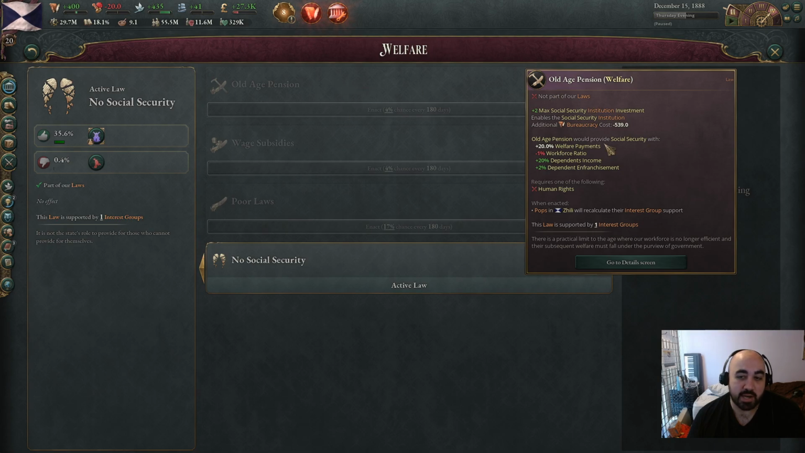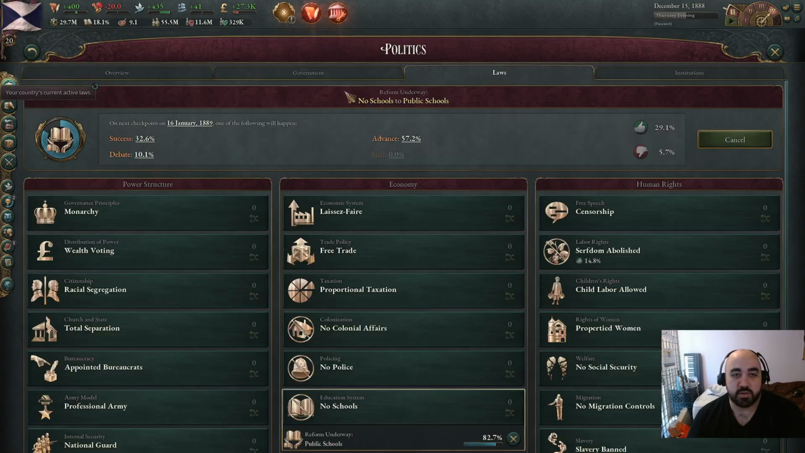Old age pension, the actual effects of it, I think, are the best, and it will give dependent enfranchisement, which means that dependents seem to be primarily rural folk and trade unions, so it will juice these. It will also give minus workforce ratio and dependents income, which is going to be good overall, but it will decrease workforce ratio. In particular, if you're stacking a lot of positive workforce ratio, it is more of a good thing than if you don't have any workforce ratio bonuses.